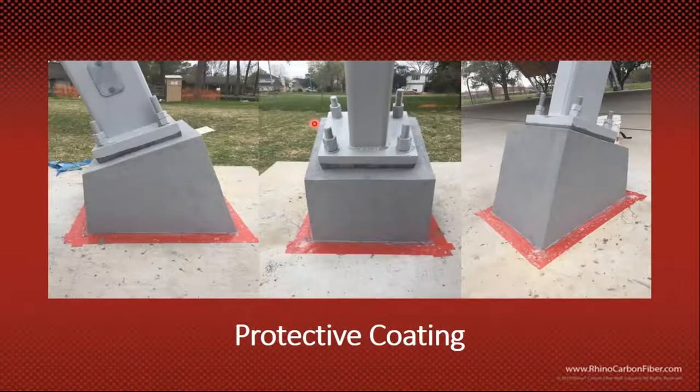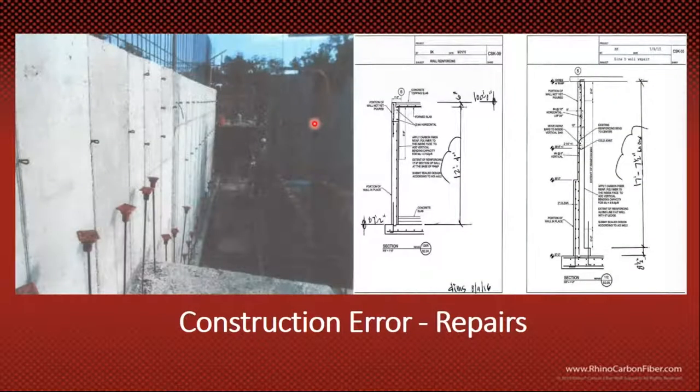And then we apply another layer of UV protection. This is another one we used to correct a construction error. Those rebars over there are supposed to be inside of the concrete retaining wall, but the construction team seems to have made a mistake, so they stuck to the outside. Therefore, there's not enough flexural strength in the retaining wall.